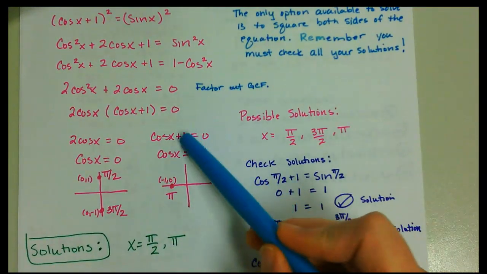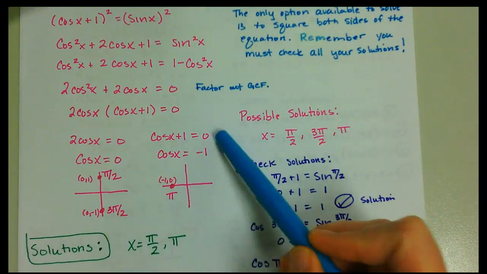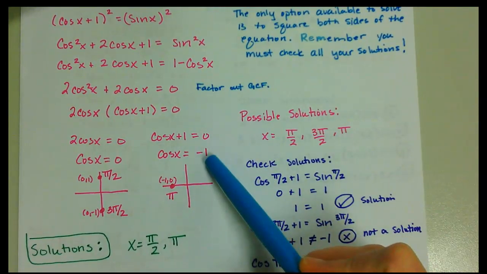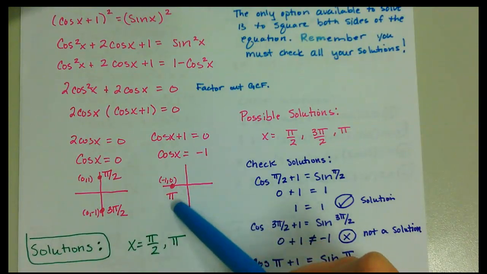Then I look at the other term. I move the 1 over. So I have cosine x equals -1. There's only one place that that's going to happen on the graph, and that's over here at pi, because you would move 1 in the negative direction and then you would stay put.